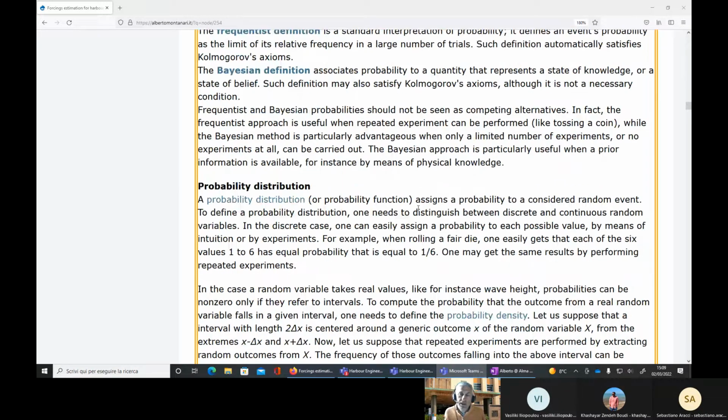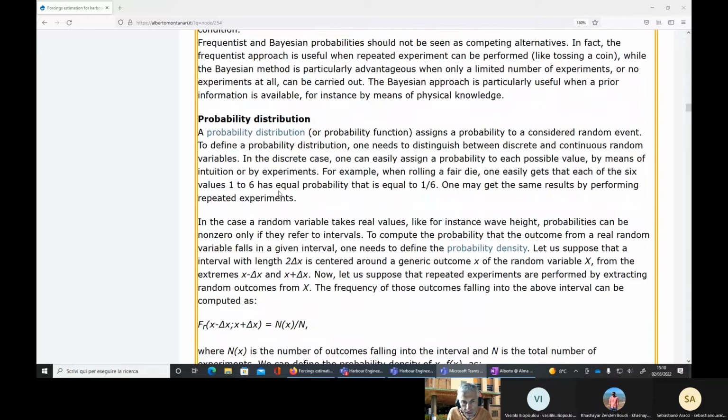You may ask me, what is the advantage of one method over the other, frequentist versus Bayesian? There is no advantage. It depends on the event that you are studying. If an event lends itself to a good experiment, then you may use the frequentist definition. If there is no way of making any experiment, then you can use the Bayesian approach.